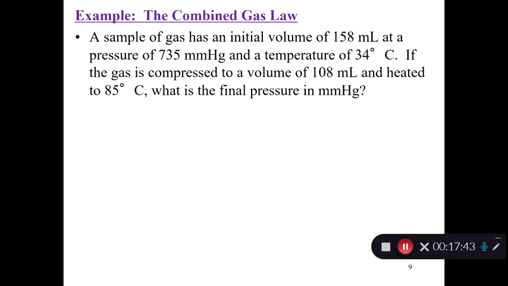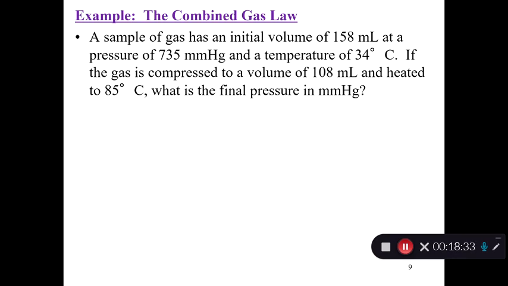Let me give you one example. In this example, it says we have an initial volume of gas of 158 ml, pressure is 735 millimeter mercury, and temperature is 34 degrees Celsius. Everything reported here we call the initial condition, V1, P1, and T1 respectively. But one thing, 34 degrees Celsius should be reported in Kelvin. If the gas is compressed to a volume of 108 ml and heated to 85 degrees Celsius, what is the final pressure? So the 108 and 85 degrees Celsius are the final conditions of volume and temperature.